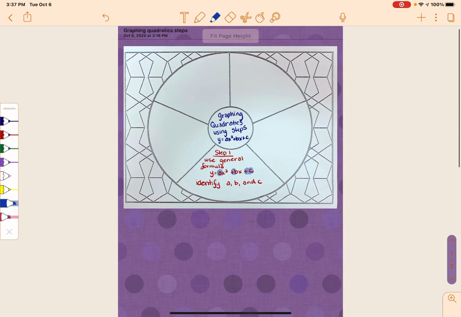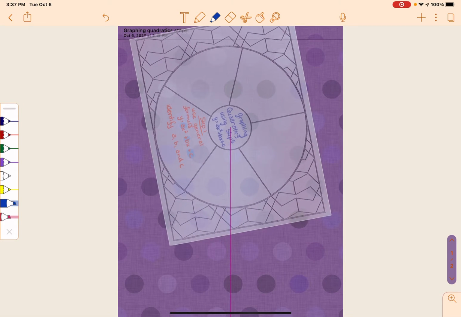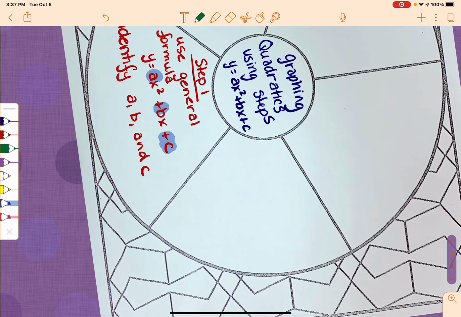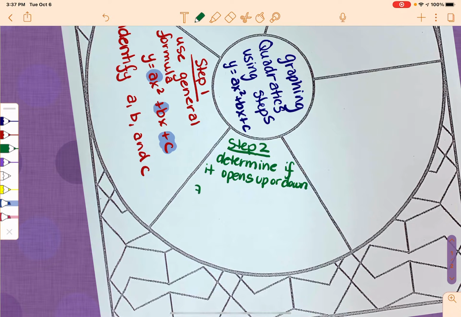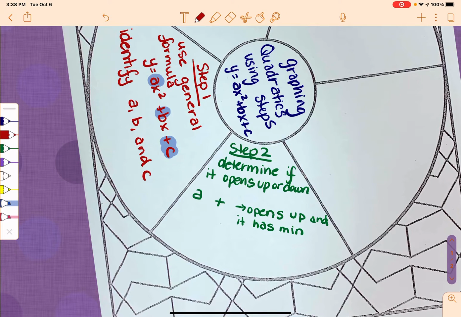Okay, we'll see if I can manage to turn this right. Okay, let's see if I can do this. Look at that. Okay, so for step 2, we're going to determine if it opens up or down. Now this is the way it works. If A is a positive number, then that means that it opens up and it has a minimum. So that basically means you have a graph that looks like this, and there would be your minimum.